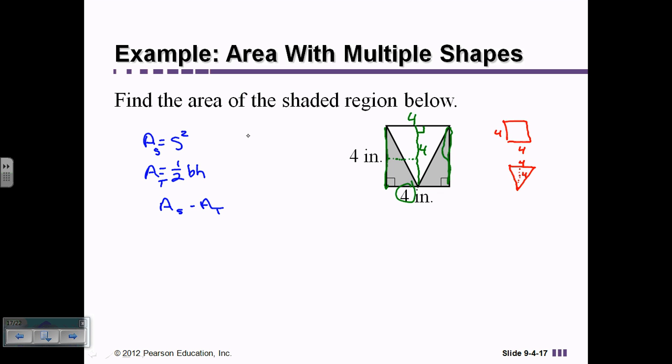The area of the square is going to be 4 squared, which is 16. The area of the triangle is 1/2 times 4 times 4, which is going to be 1/2 of 4, which is 2. 2 times 4 is 8. So then the area of the shaded part of the figure is 16 minus 8, which is 8 inches squared.